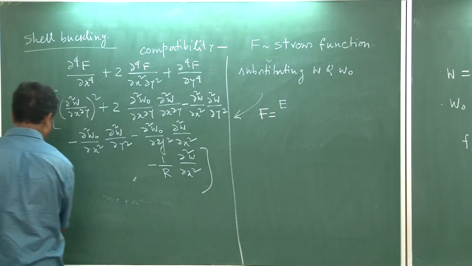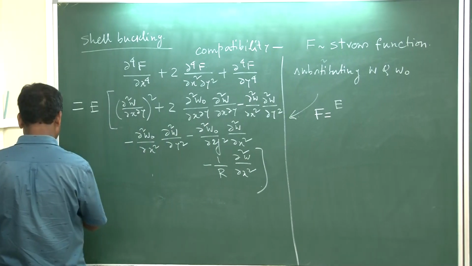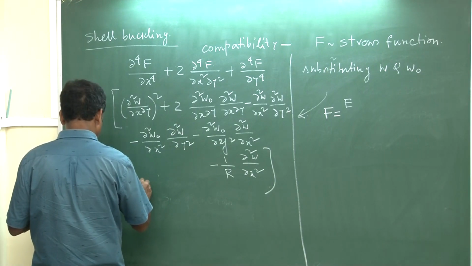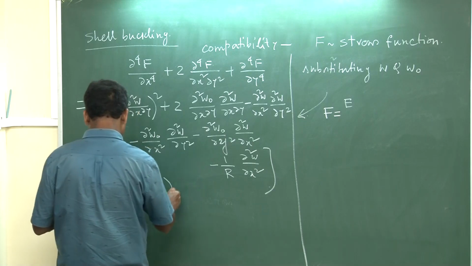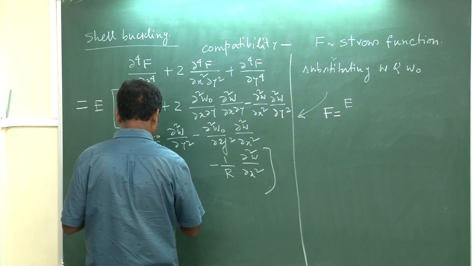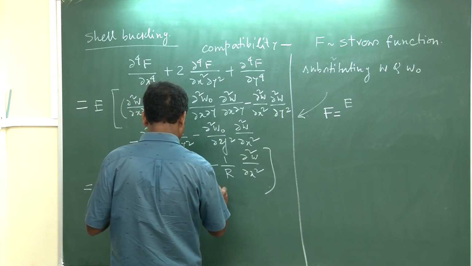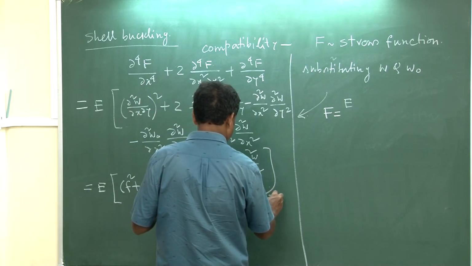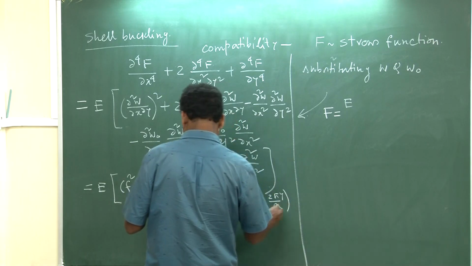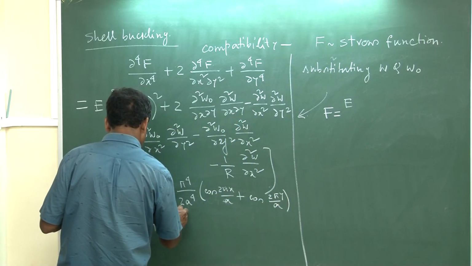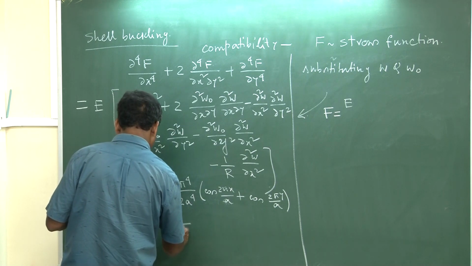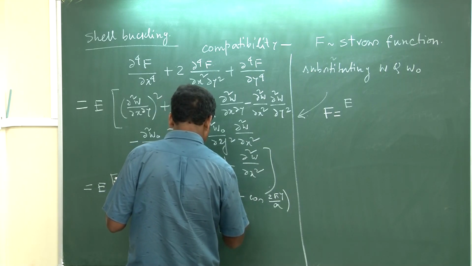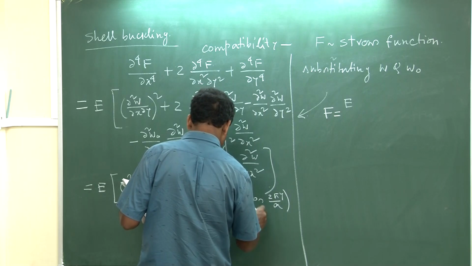Okay, so if you substitute here, you will get E f square plus 2 f f0 pi to the power 4 divided by 2a to the power 4 cosine of 2 pi x plus cosine 2 pi y upon a plus pi square f divided by r square sine pi x by a sine pi y upon a.